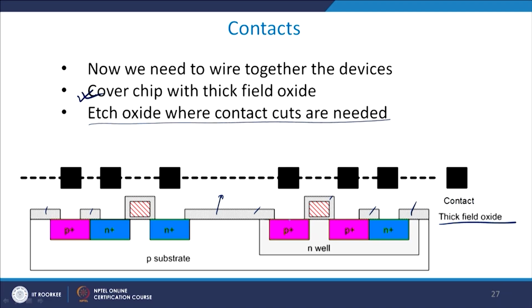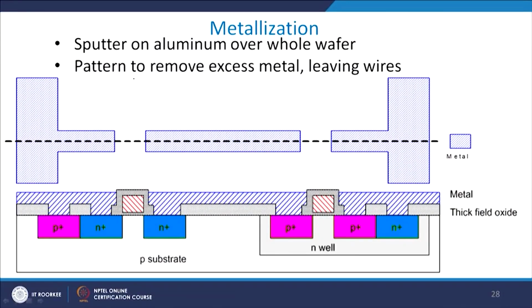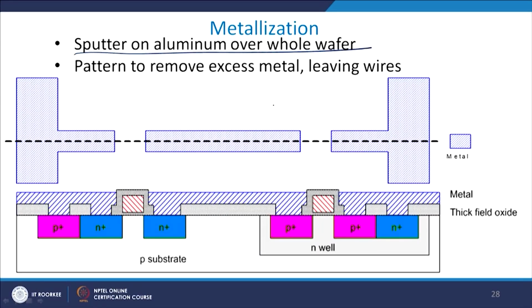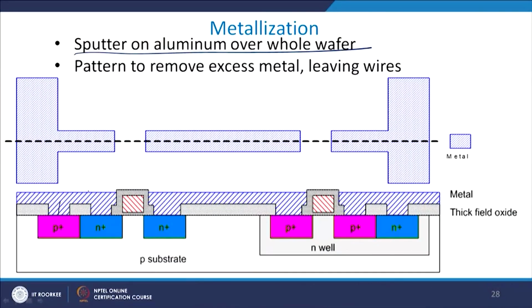Now, you cover it with thick field oxide and then etch oxide where contact cuts are needed. So, I etch it at this point, at this point, at this and this, right, and then you grow the contacts there. After we have grown the thick oxide layer, the region where you want to grow the contact is open. Then I sputter aluminum over the whole wafer, using a sputtering technique. The aluminum sits at those places which were open, and the metal fills in all these open spaces, right.